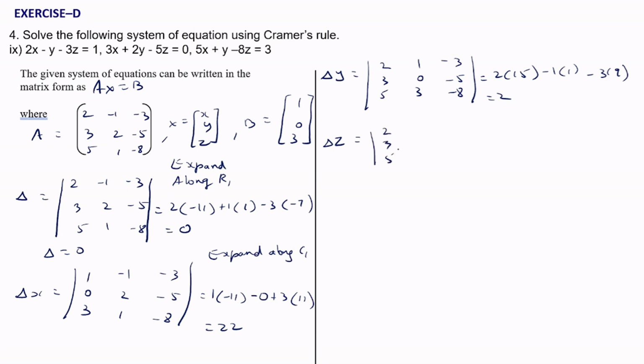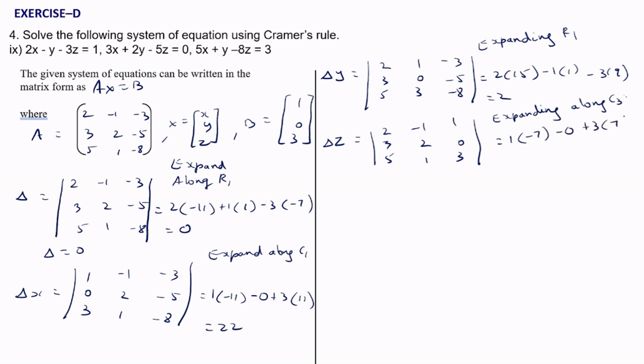Delta z is [2, 3, 5; minus 1, 2, 1; 1, 0, 3]. Let us expand along C3. It is 1 into (3 minus 10, minus 7), minus 0, plus 3 into (4 plus 3, 7). So it is 21 minus 7, 14.